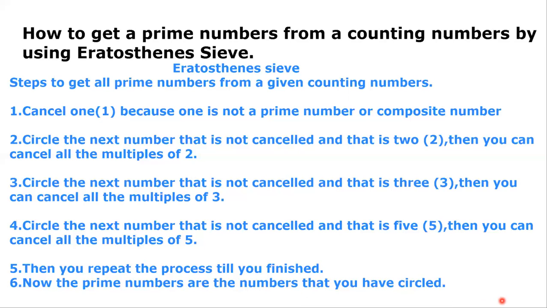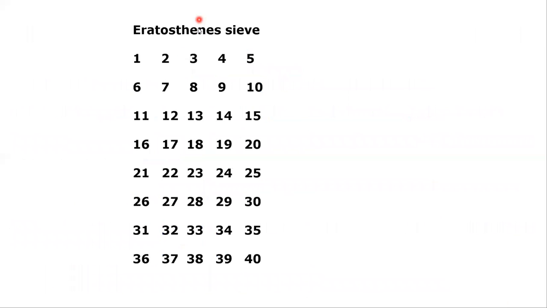Okay, let's go and do a practical example here. Now the question that I have here says to circle only the prime numbers. Using the method we just read, we should cancel 1. I have cancelled my 1 here, because 1 is not a prime number, and 1 is not a composite number.